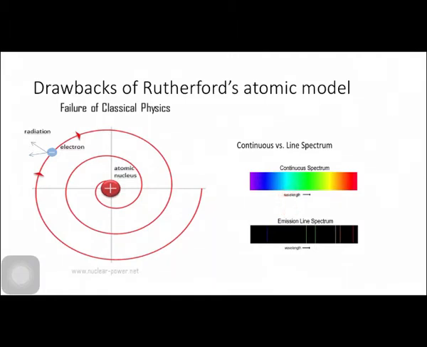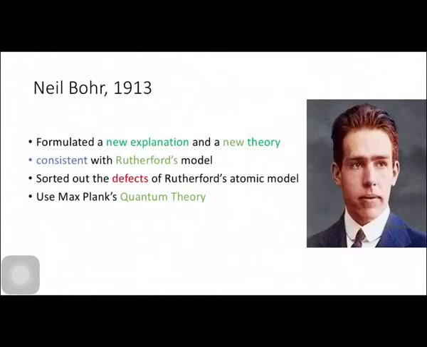These drawbacks of the Rutherford atomic model were removed by Niels Bohr in 1913. He formulated a new theory which was consistent with the Rutherford atomic model. He sorted out the defects of the Rutherford atomic model by using Max Planck's quantum theory.